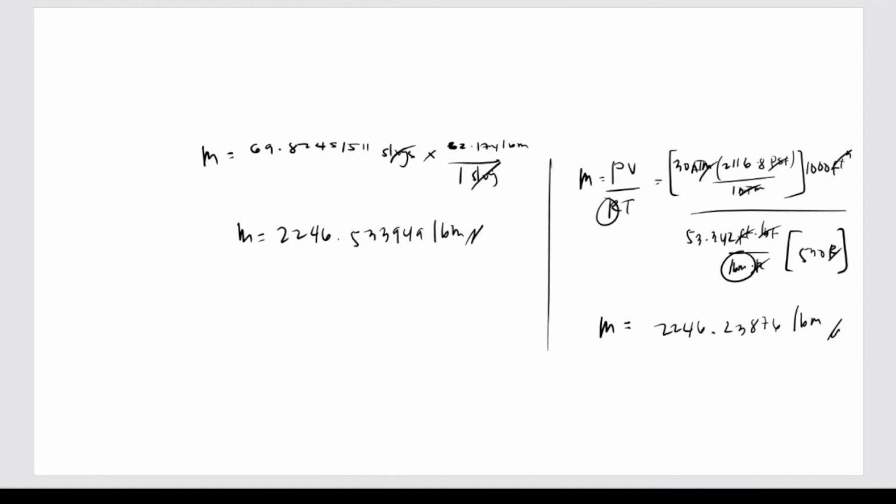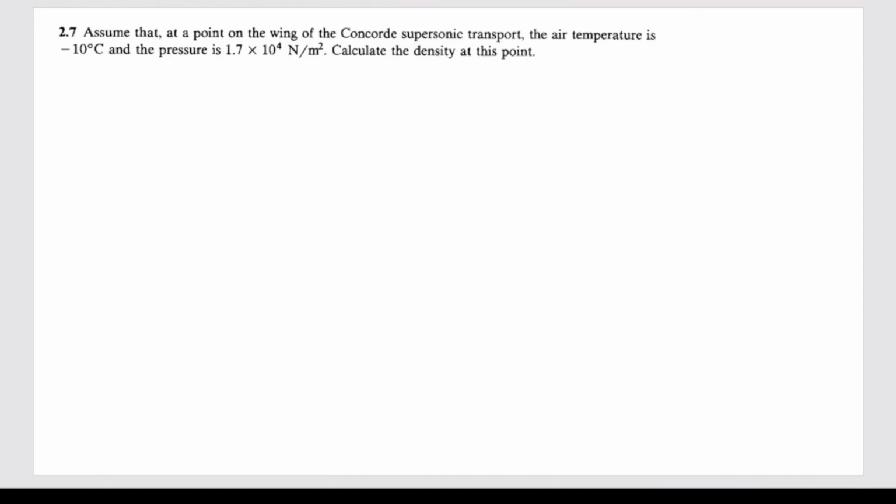So, pwede tayong next problem, no? So, assume that a point on the wing of a supersonic transport, their temperature is negative 10 degrees Celsius and pressure is 1.7 times 10 raised to 4 Newton per meter squared. Calculate the density at this point. So, first is given temperature that is negative 10 degrees Celsius, pressure is 1.7 times 10 raised to 4 Newton per meter squared. And the unknown is density.